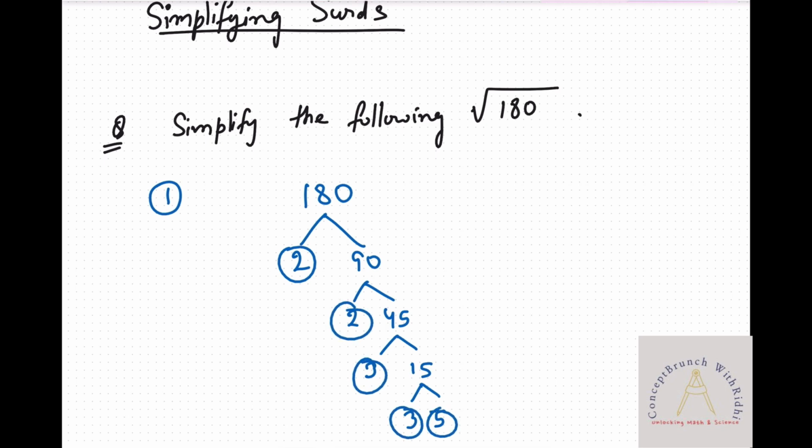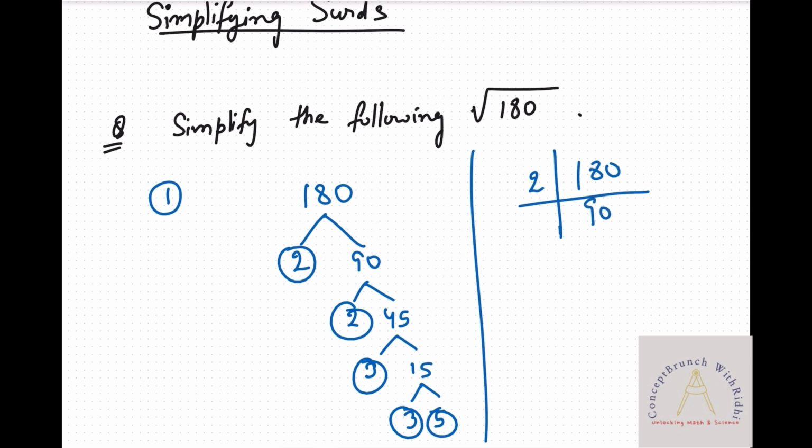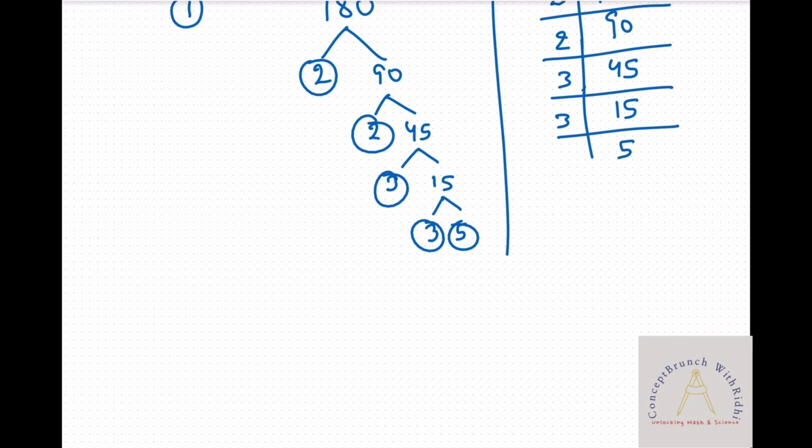Another way we can do 180 is like this. Dividing by 2 gives 90, dividing by 2 again gives 45, dividing by 3 gives 15, and dividing by 3 gives 5. So both ways we get the same answer, no change.